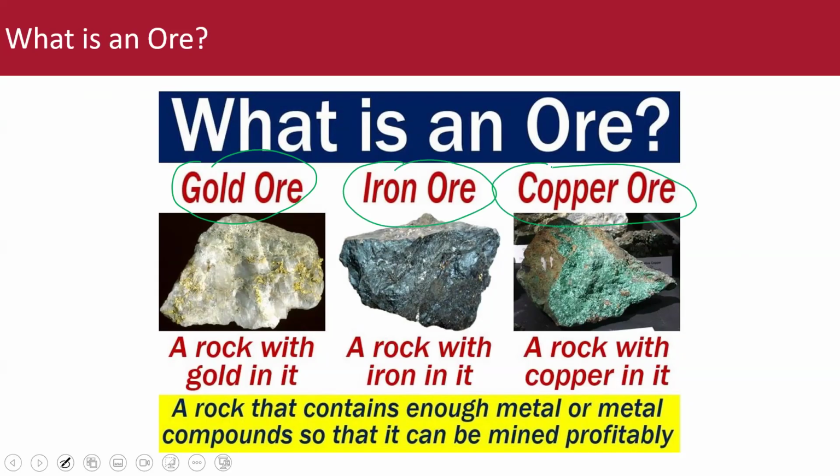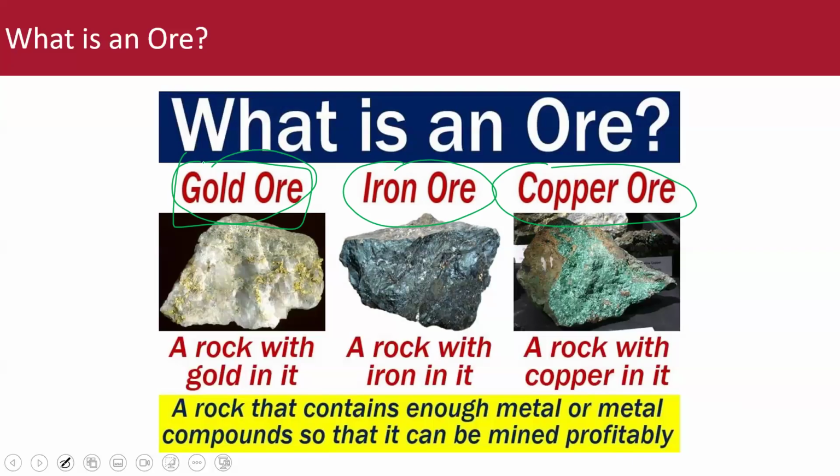Now the little definition that it's got down there says gold ore is a rock with gold in it, iron ore is a rock with iron in it, and copper ore is a rock with copper in it. Now that's great. However, there's a little bit more to it than that. If I dug out some gold ore out of the ground, that's fine, because gold is just there as an element on its own.